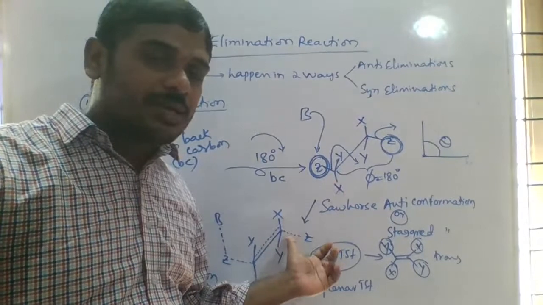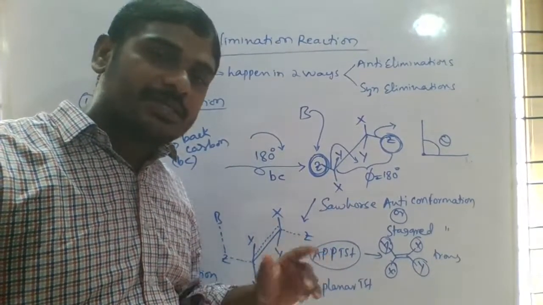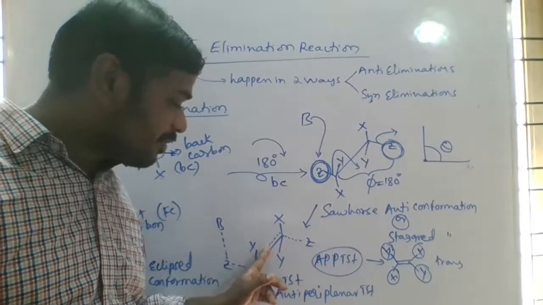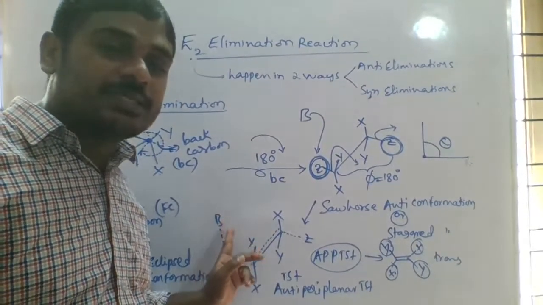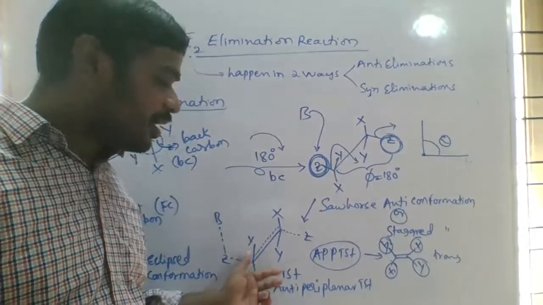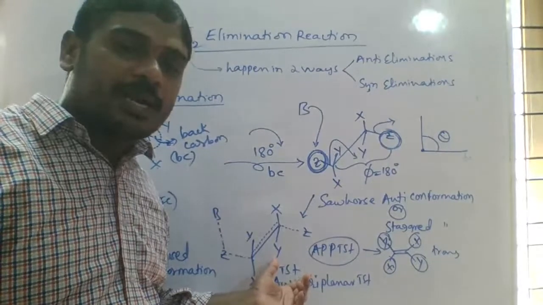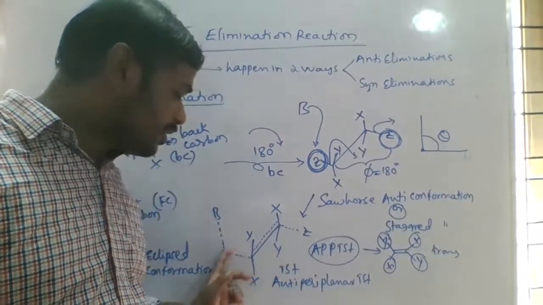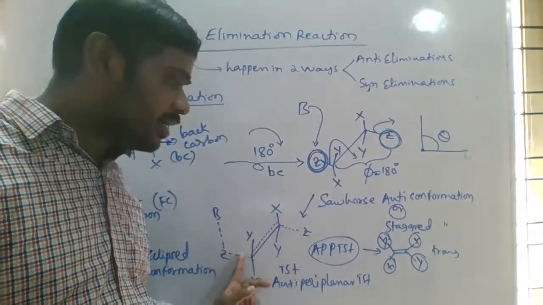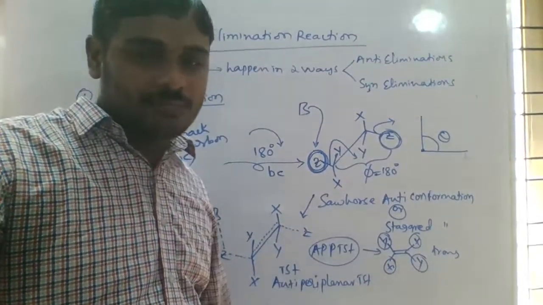And in this bimolecular reaction, what happens? Bond breaking and bond making take place simultaneously. This bond is making and these two bonds are breaking in the presence of the external species, that is, a base. So the formation of the transition state, which type of transition state? Periplanar transition state. Which type of periplanar? Anti-periplanar transition state. So the leaving groups are anti to each other, and it leads to the formation of the trans product as the major product.